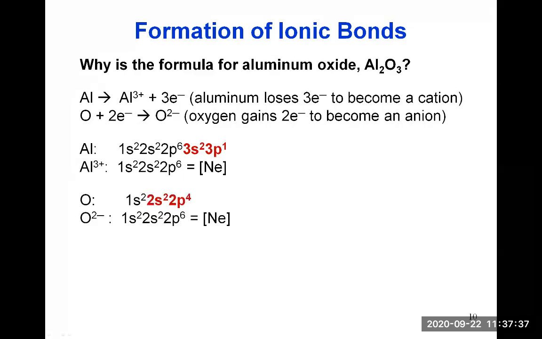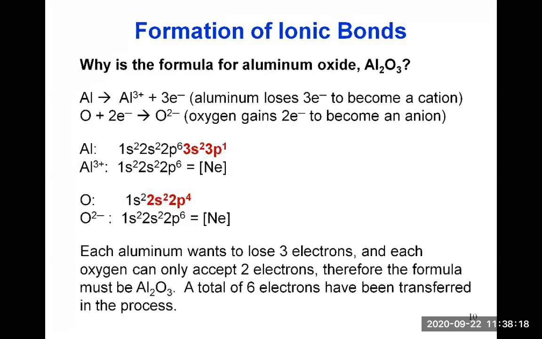Electron configuration of oxygen is 1s2, 2s2, 2p4. By gaining 2 electrons, filling the 2p orbitals with 2 more electrons, it becomes 1s2, 2s2, 2p6. And that's 10 electrons in total. So it's again the same electron configuration as neon. So that's why aluminum and oxygen like to lose 3 electrons for aluminum and gain 2 electrons for oxygen, because they become electronically like neon, which is a stable configuration.